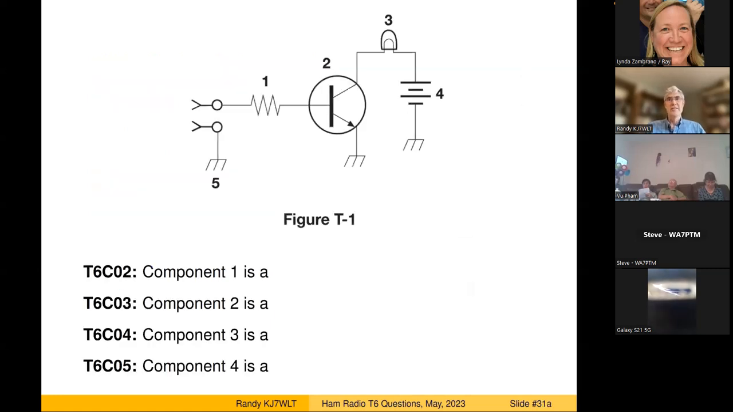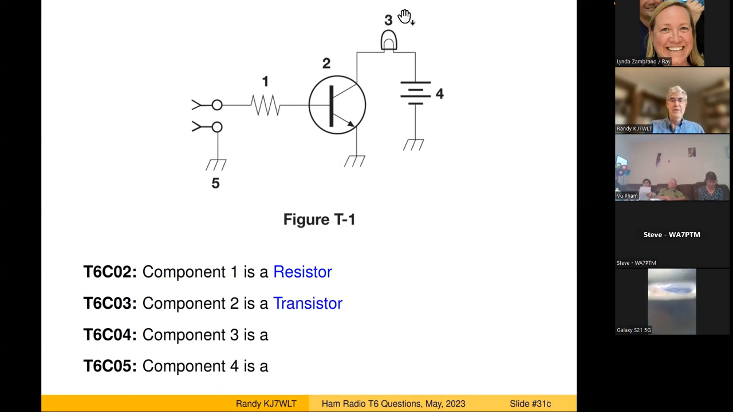So here's one of the questions that asks you to identify some components. I'll give you a minute to think about these. What are components 1, 2, 3, and 4? First of all, what's component 1? The wire goes through the zigzag. That's a resistor, right? As the current goes through there, it's resisting the flow. That's what the zigzag is supposed to indicate. How about component 2? It's a circle with 3 lines coming into it. We've seen several of those. That's the transistor.